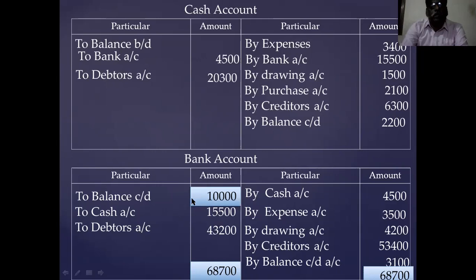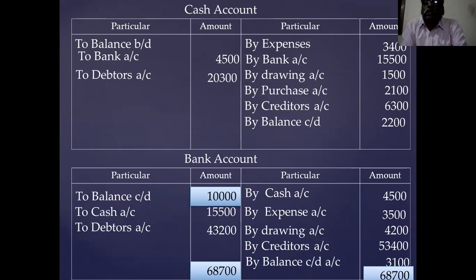This difference 10,000 represents the opening balance. To balance brought down. Remember this: not carried down, it is brought down. Okay, the 10,000 missing amount we collected. This 10,000 is the bank balance.